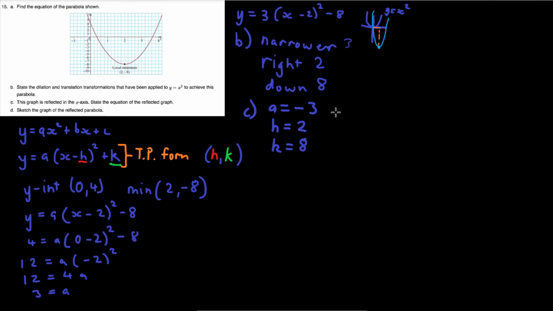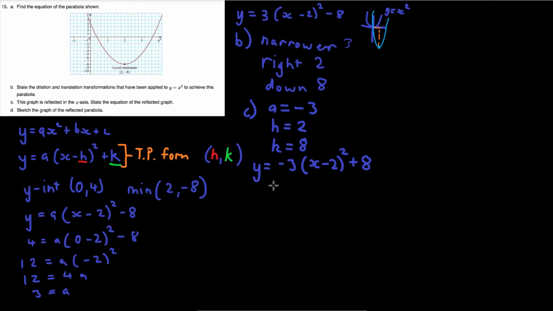So now we've got a new equation, very similar to our previous one. Let's sub in our values and see what it looks like. Y equals -3, open bracket, x -2, close bracket, squared, plus 8. There we go. Now for D, sketch the graph of the reflected parabola. So we're sketching this new graph here.